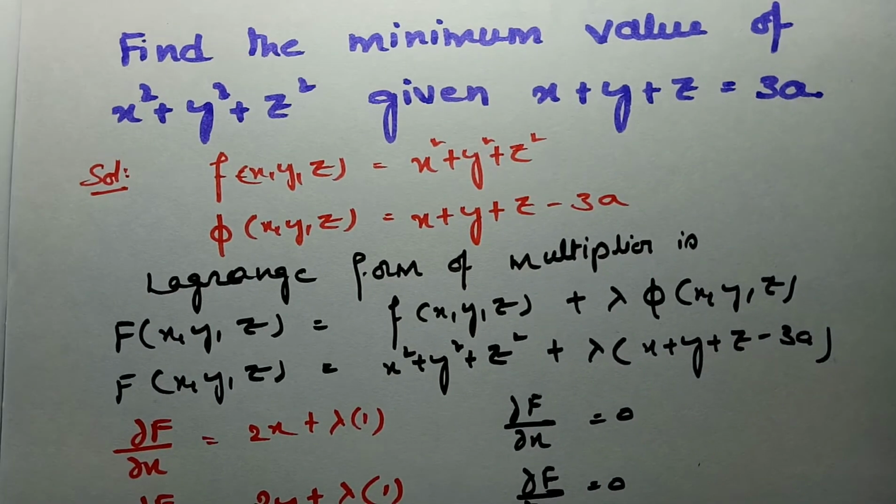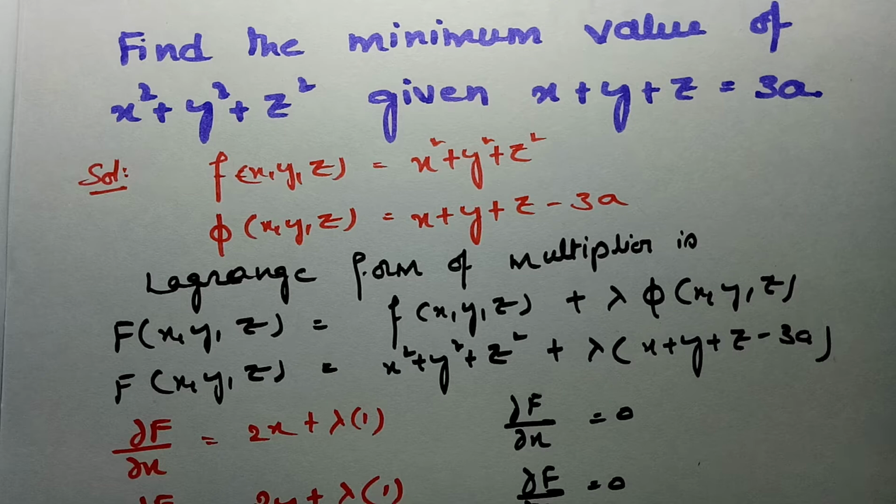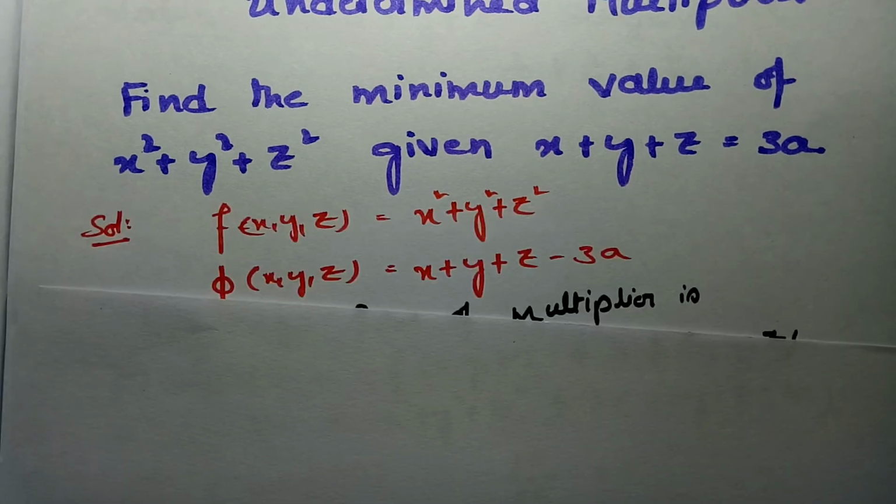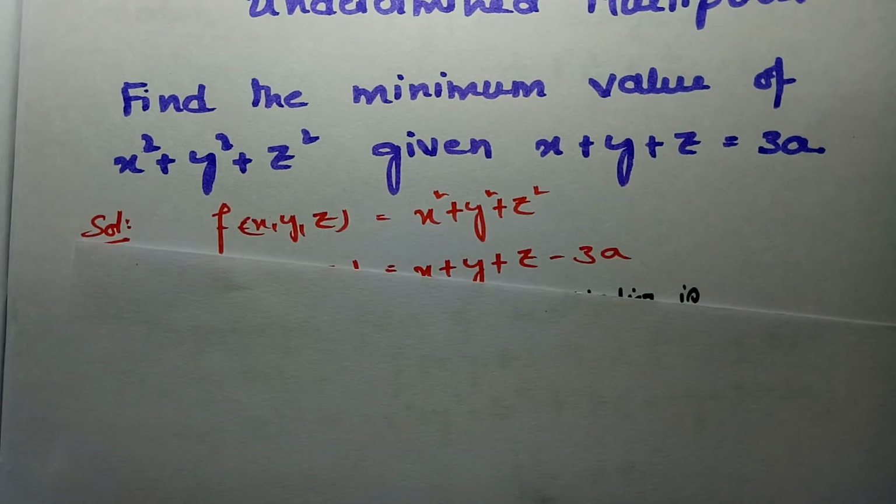After getting the point, I have to take the function, that is x square plus y square plus z square. So what is the minimum value? Then we have to find the minimum value of the function. So what is the minimum value here?